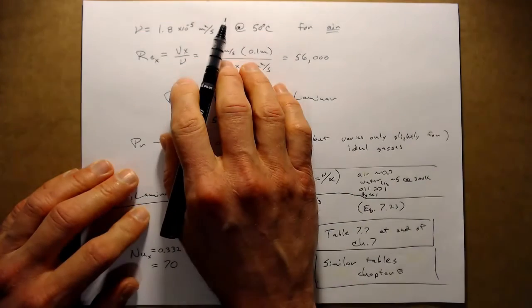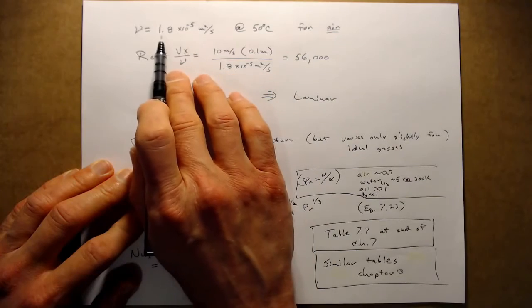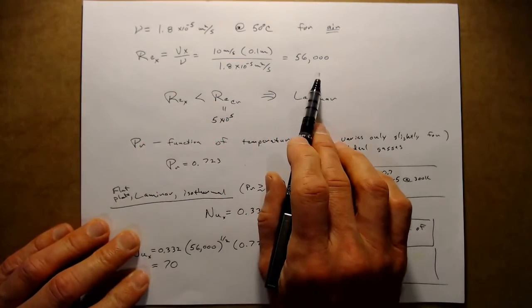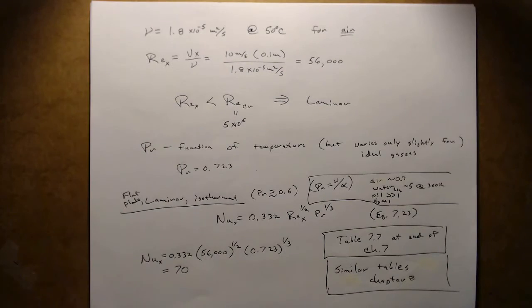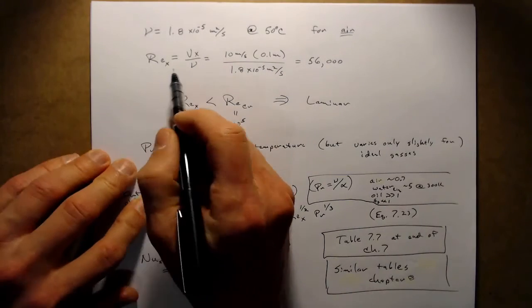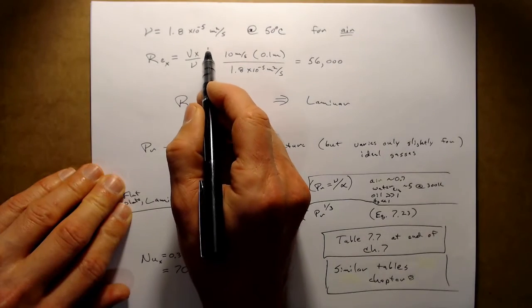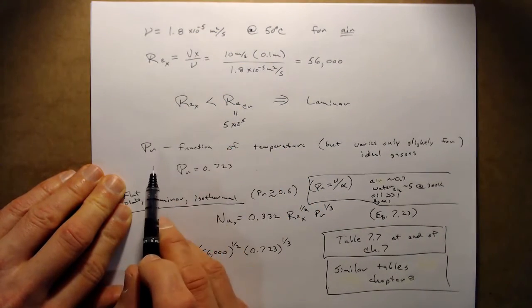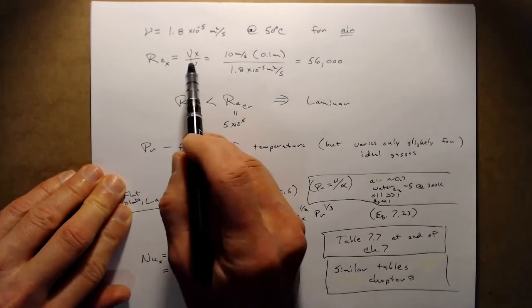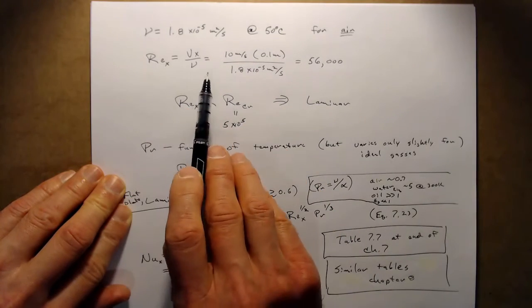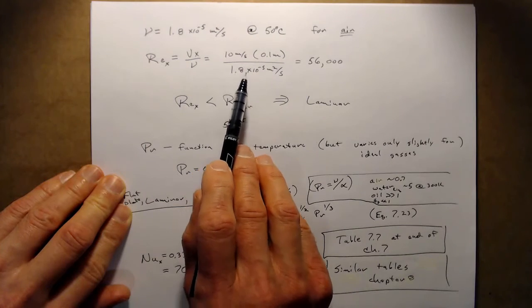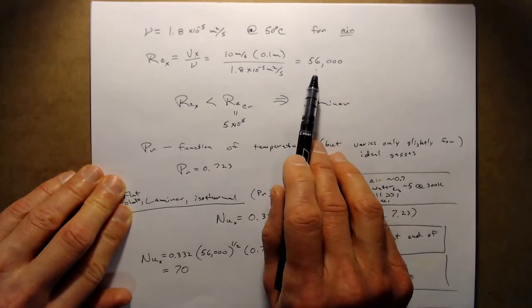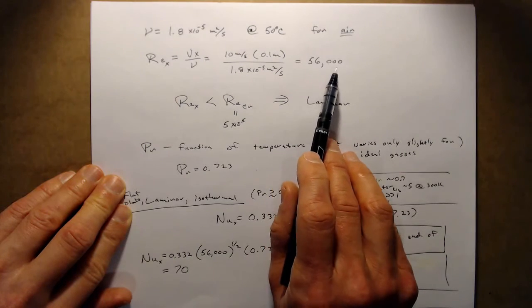Okay, so now that we've found the kinematic viscosity, we can evaluate the Reynolds number. The Reynolds number is just the free stream velocity times the position, which is our length scale, divided by the kinematic viscosity. If we plug in the value at the film temperature for kinematic viscosity, we get a Reynolds number of about 56,000, about 5.5e4.